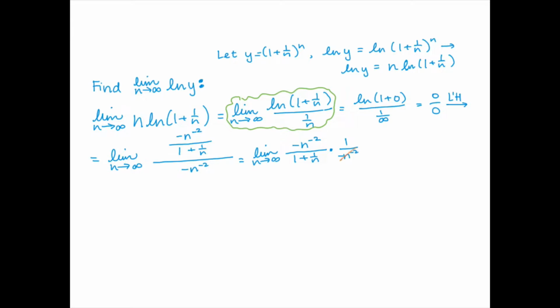That's gone. And I'm left with the limit as n approaches infinity of 1 over (1 plus 1 over n), which is going to be 1 over 1 plus 0, or 1.